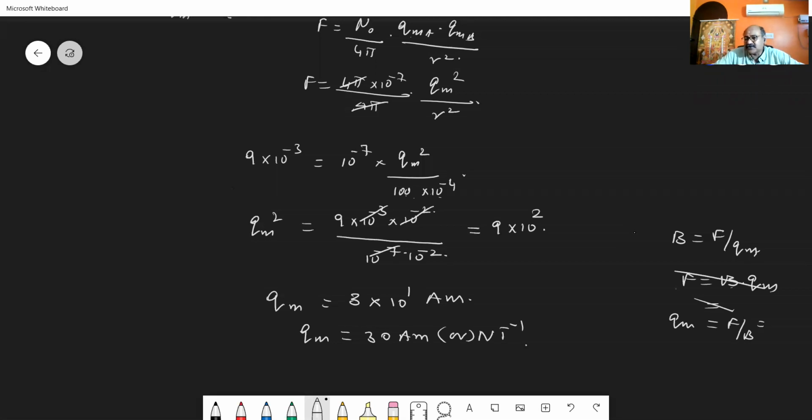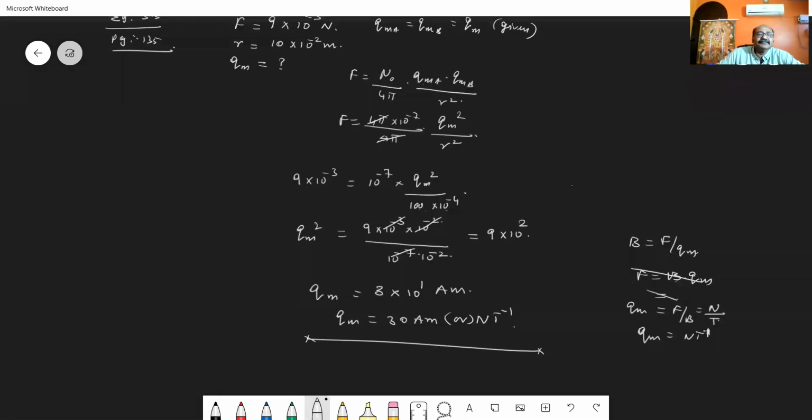So what is this force? Force in terms of Newton, magnetic field in terms of Tesla. Taking it to the numerator, we can write QM is equal to what? QM is equal to Newton per Tesla. So I have written the unit as Newton per Tesla here. So this is the problem. You just copy it out.